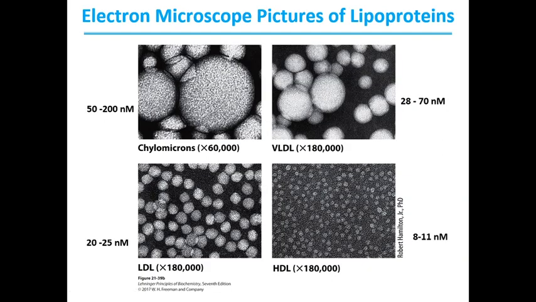The four classes of lipoproteins can be visualized in an electron microscope after negative staining. On the top left are chylomicrons, which are about 50 to 200 nanometers in diameter. On the top right are the very low density lipoproteins, which have a diameter of 28 to 70 nanometers. On the bottom left are low density lipoproteins, and they have a diameter of 20 to 25 nanometers. And the smallest, on the bottom right, are high density lipoproteins, which have a diameter of 8 to 11 nanometers.